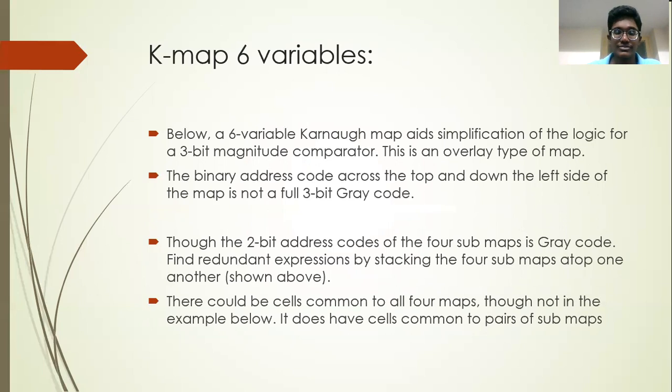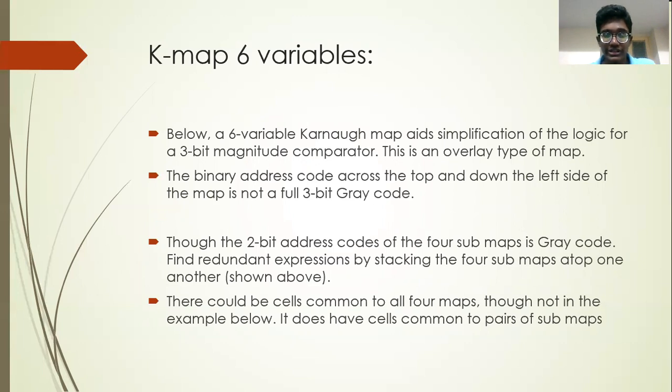A map for 6 variables. Below, a 6 variable Karnaugh map aids simplification of the logic for a 3-bit magnitude comparator. This is an overlay type of map. The binary address code across the top and down the left side of the map is not a full 3-bit gray code. So the 2-bit address code of the 4 submaps is gray code.